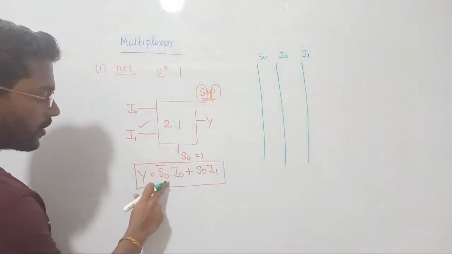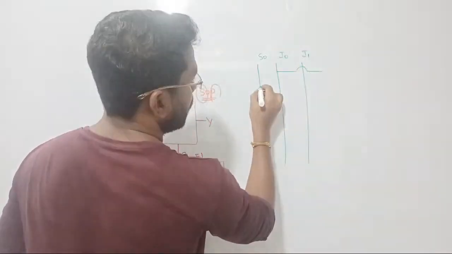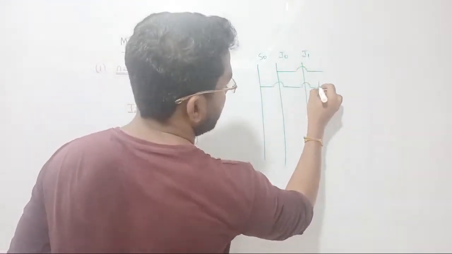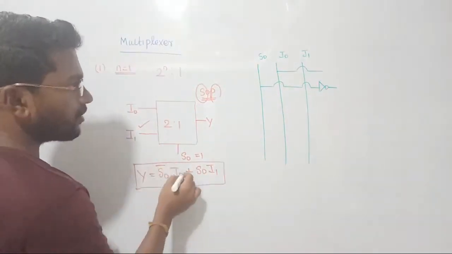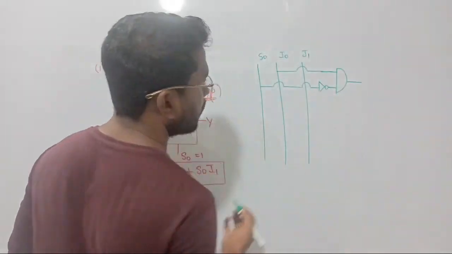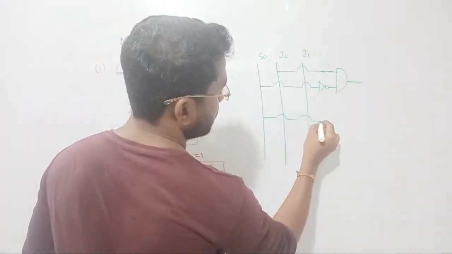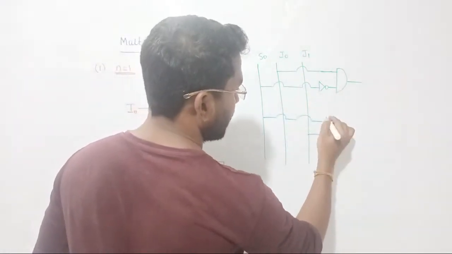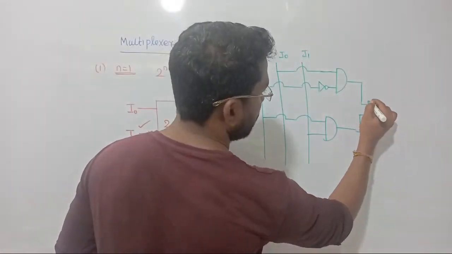Output is what? S0 bar into I0. First, from I0 I will have to select a line, and from S0 also we have to select a line, but I am in need of S0 bar, so I am putting one inverter here, and then they will be multiplied together. Let me multiply them by considering one AND gate. Next I am in need of S0 into I1, so let us directly club them together and then we can just add them, right? So that is the implementation.